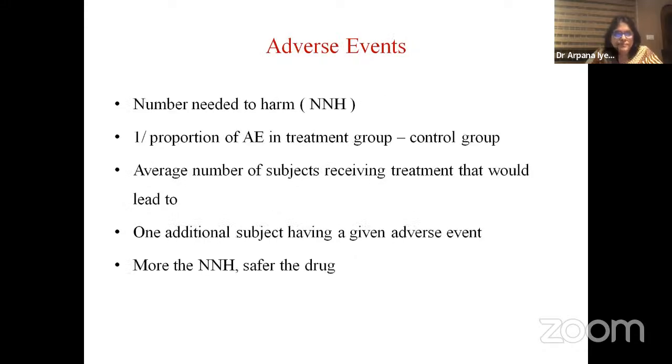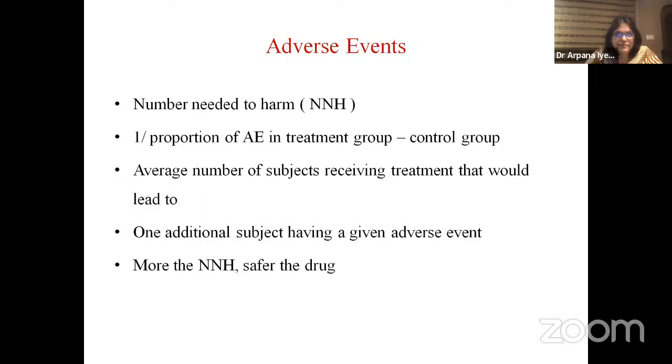As we learned about number needed to treat, we need to have a number needed to harm also, because secondary outcomes in any RCT will be safety. So after efficacy, safety is also very important. A number needed to harm is nothing but 1 divided by the proportion of adverse events in the treatment group minus the control group. So we will get a number needed to harm.